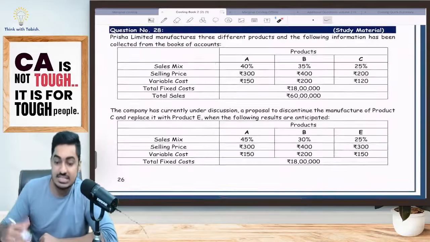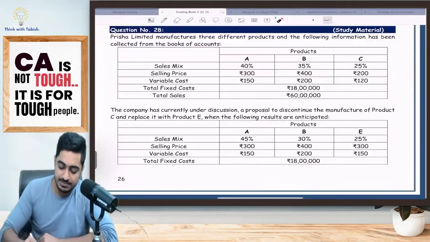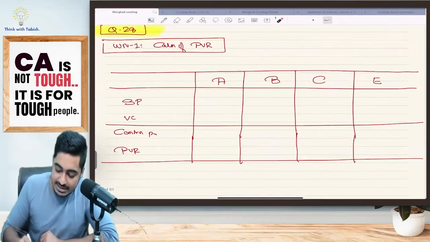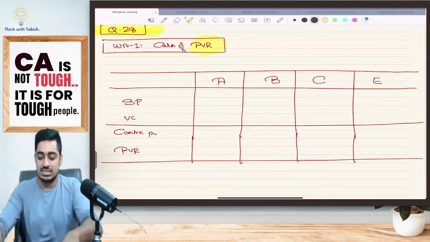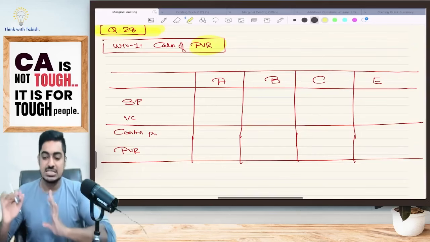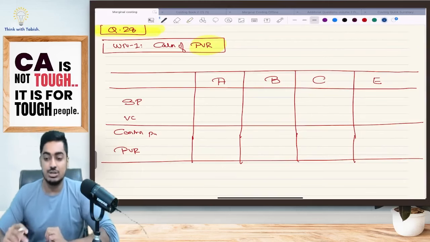Pay attention, students. It's a different way of solving this question. A good question. So first what I will do is I will calculate PV ratio of each of the products. Now IC has followed a very lengthy approach. We will make it very simple. Step 1 is we will calculate PV ratio for each of the products.